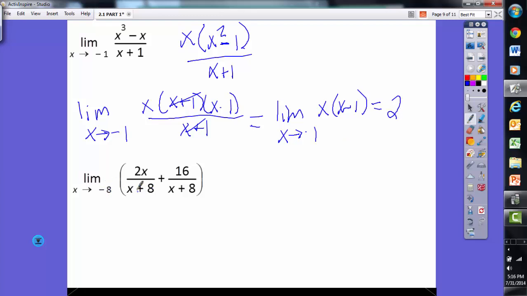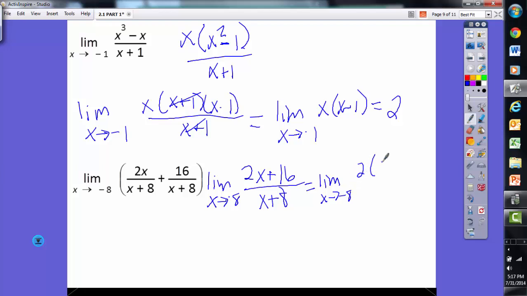Down here, again, we're going to get 0 over 0, because 2 times negative 8 is negative 16, plus 16 is 0 over 0. So we have to simplify. Well, we have a common denominator, so let's write it as one fraction. And let's make sure we write the limit as x approaches negative 8. Now hopefully you realize that you can factor out a 2. These cancel out. So the limit as x approaches negative 8 equals 2.